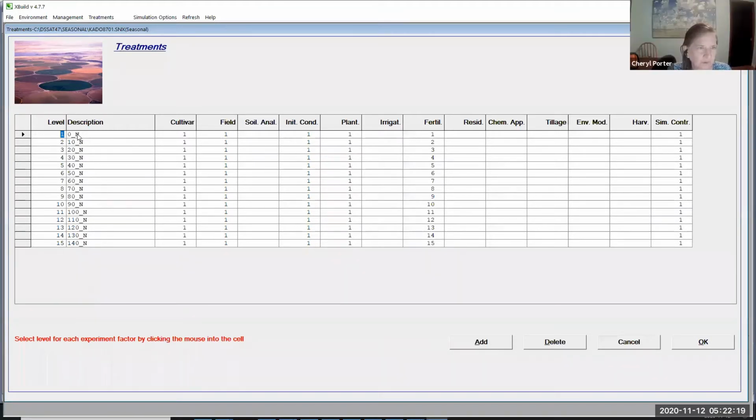So I chose to go from 0 kilograms per hectare of nitrogen up to 140 kilograms per hectare of nitrogen in increments of 10.